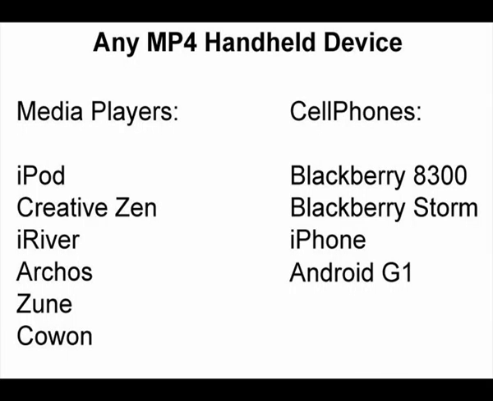That's step one. Now step two, it depends on what MP4 handheld device you've got. Now there's a list of media players there, and there's a list of cell phones. Those people on a budget might want to go for the Creative Zen. Those with a lot of money to splash out might want to go for Archos or BlackBerry Storms, so it's entirely up to you. So we'll be moving on to step two, and in step two what we'll be doing is, once we've downloaded the MP4 file, we'll be transferring it over to our media player or cell phone.